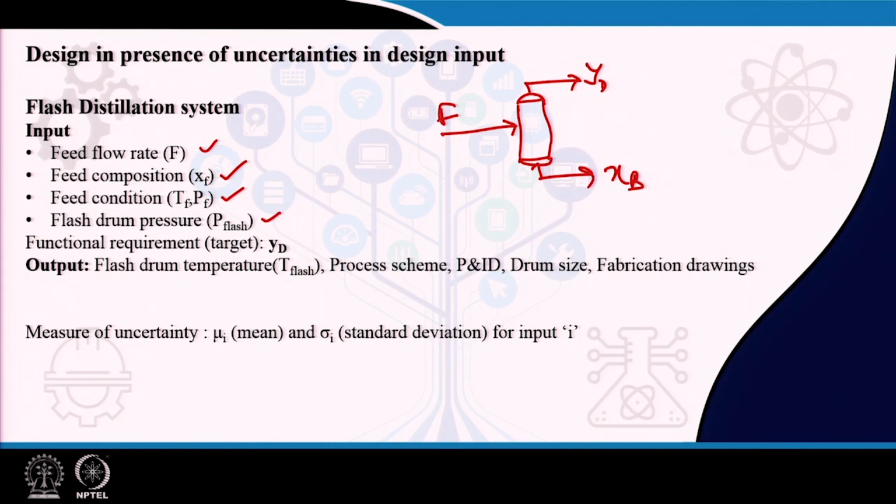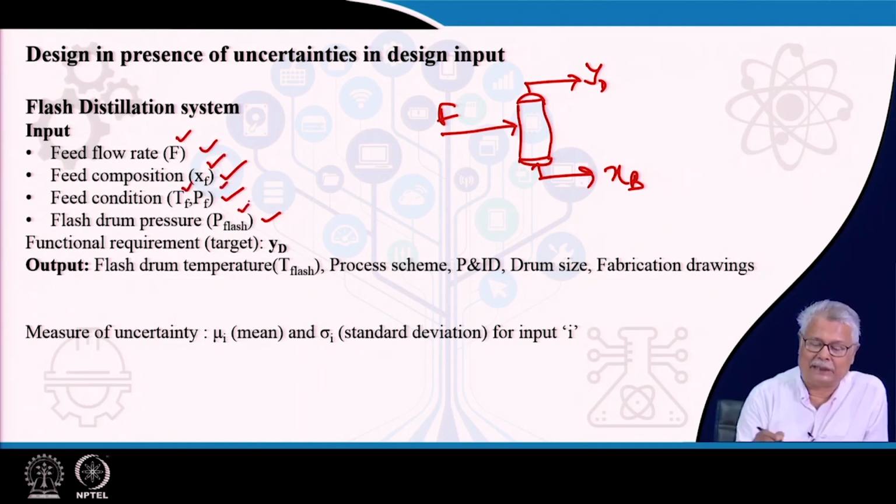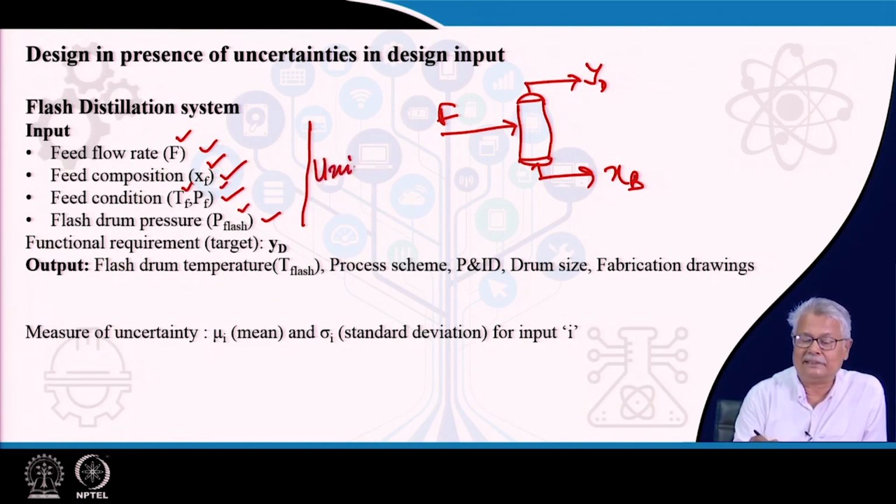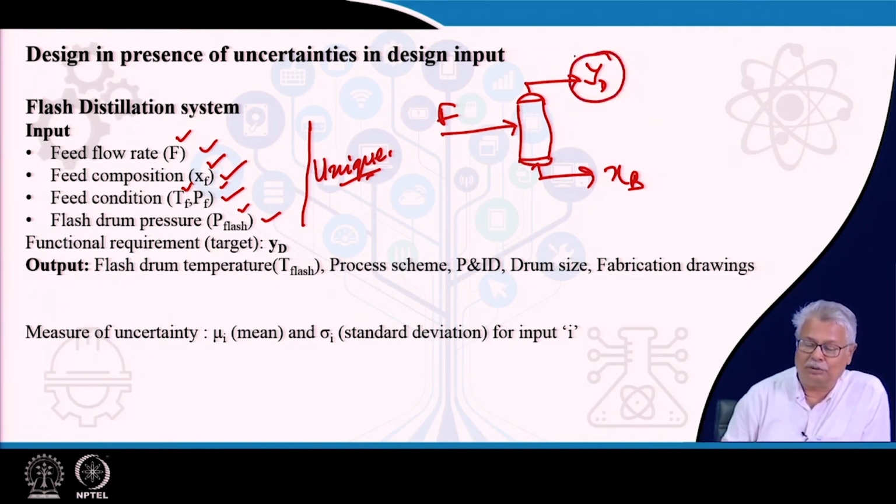Now, if you look at the design procedure, the value of F, the value of XF, the value of TF, PF and the P flash, they all are unique values. These are the best estimated unique values based on which you have given your design. That means your XP, your YD that you have found out and the design dimension of your equipment that you have found out depends on certain set of unique values of input that has been decided. But it is true that there will be certain uncertainties associated with each of these.